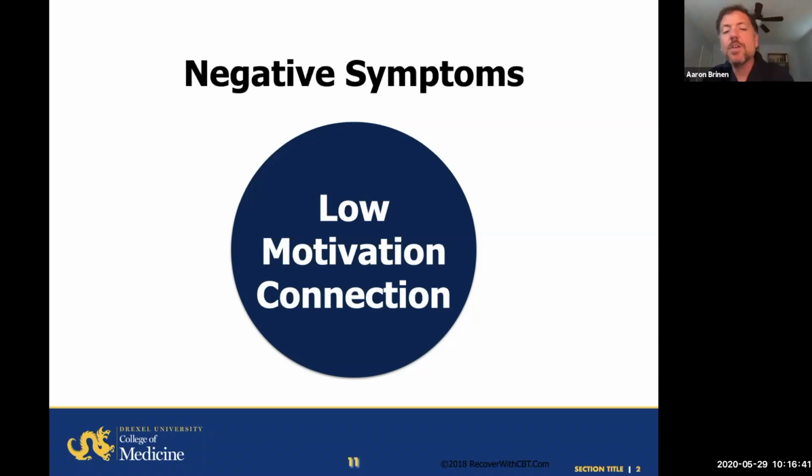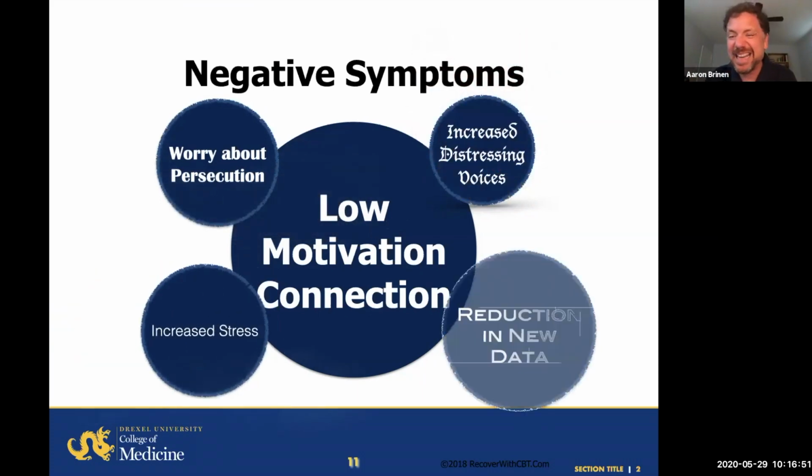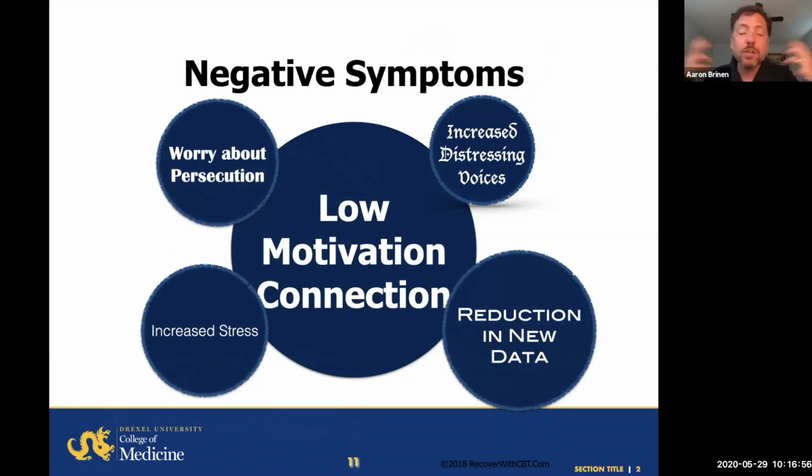The other reason we want to focus on this is that low motivation and low connection create really fertile ground for other symptoms, like distressing voices, worry about persecution, increased stress, and reduction in new data. It also makes us a little more self-conscious when it is time to speak. Those are beliefs that go along with alogia, right? Thought disorder, any of those things can all be made worse through isolation, not engaging with other people.